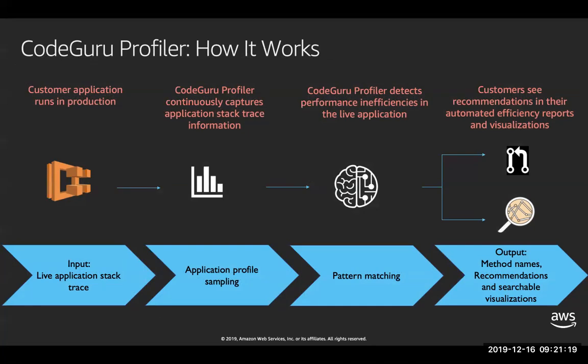And so more on how this works: the customer's application runs in production, a live application, stack traces are being generated, flame graphs being generated, the profiler continuously capturing stack information. Also, it's going to detect patterns, things that it has been trained on from the open source projects to keep an eye on, and then customers see the actual recommendations.